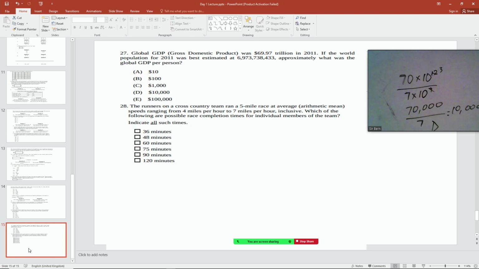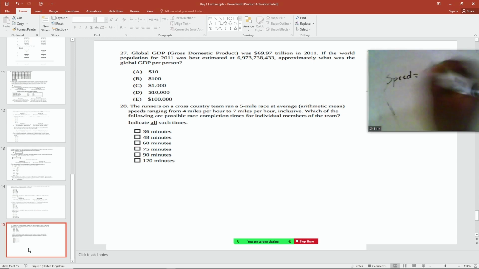So to the last question for arithmetic. It says that the runners on a cross-country team ran a 5-mile race at an average speed ranging from 4 miles per hour to 7 miles per hour inclusive. Which of the following are possible race completion times for individual members of the team? So time, speed formula. Speed is equal to distance over time. Time is equal to distance over speed.